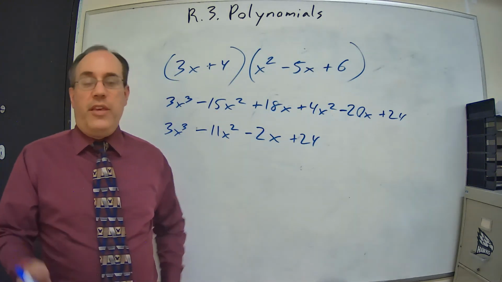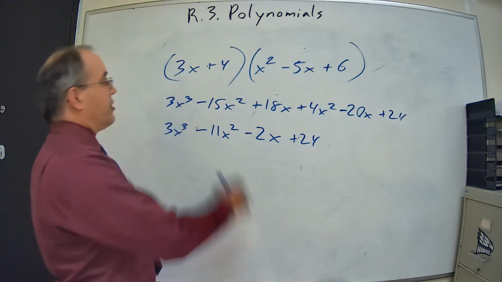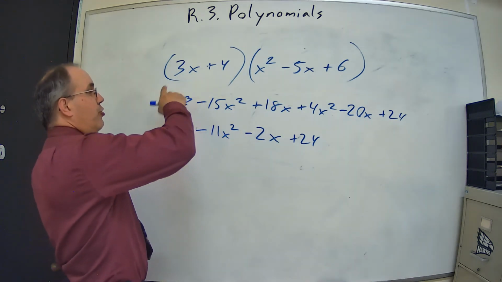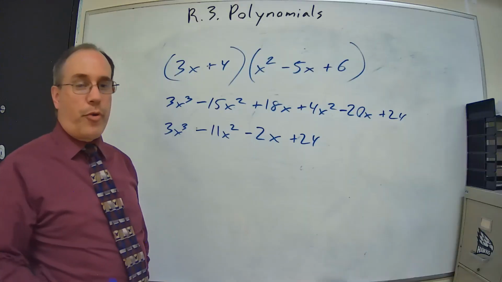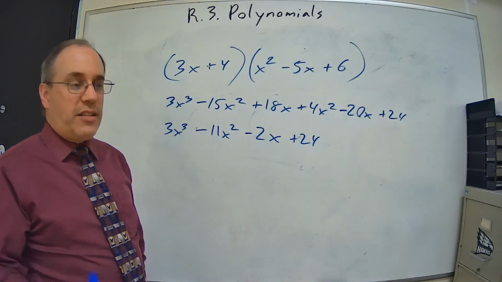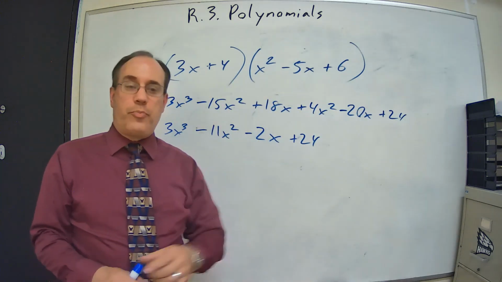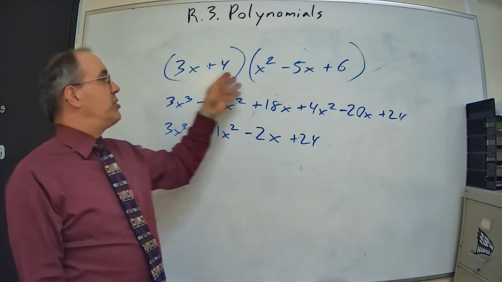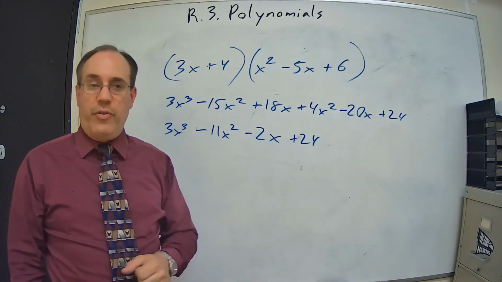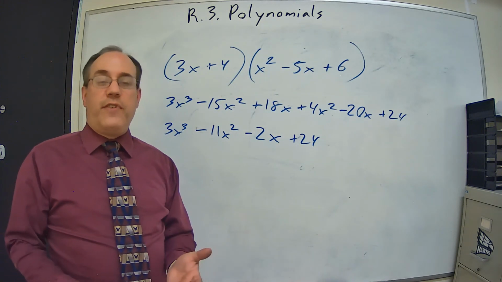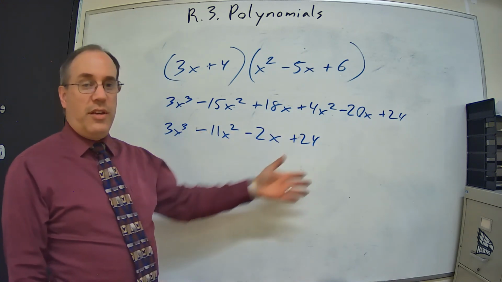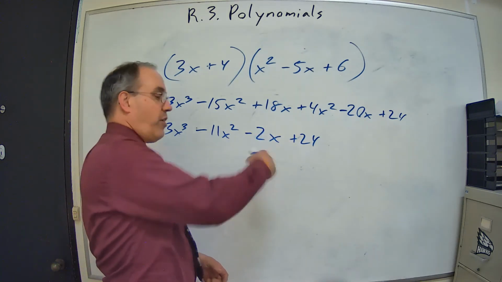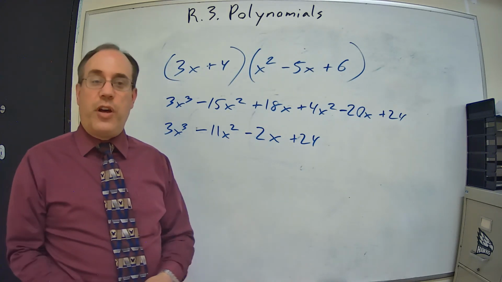The one thing you want to keep in mind if you choose to distribute through is that you don't want to lose any of your products. And that's a common thing, especially when you get into larger polynomials multiplied by larger polynomials. It's very easy to lose one of your terms while you're working your way through. So the safest bet may be to use the table method because then you're guaranteed not to lose a term, because as long as you filled in all the spaces in the table, you've done all your multiplications.